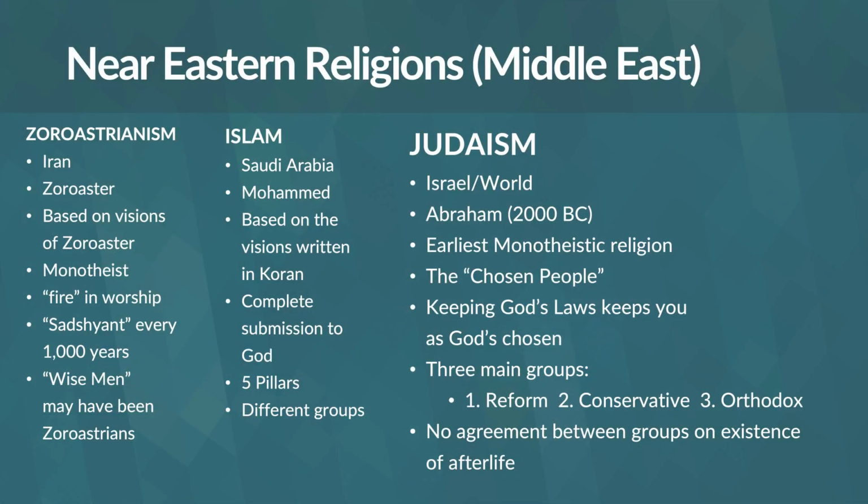Okay. The next Near Eastern religion, Judaism. The founder, Abraham, lived approximately 2,000 years before Christ. The main ideas of Judaism: it is the earliest of the truly monotheistic religions. In Judaism, God has chosen the Jewish race to be His special representative and will bless the world through them. Keeping God's laws contained in Jewish scriptures given to Moses and the prophets keeps you as God's people and blessed here on earth.